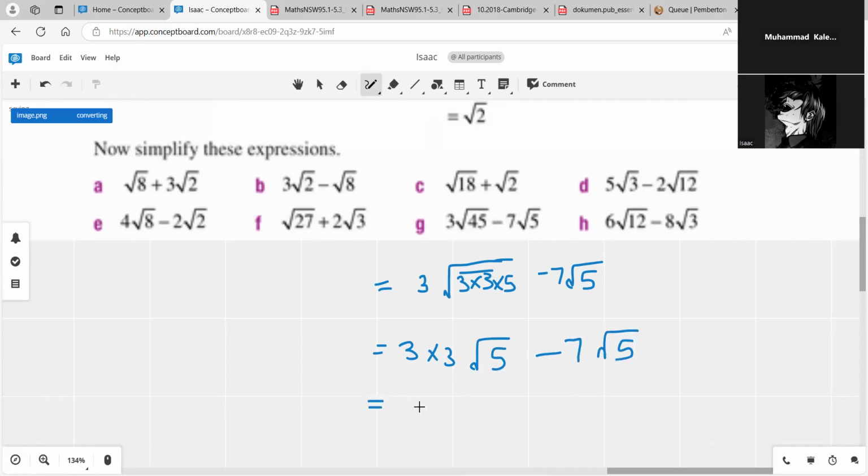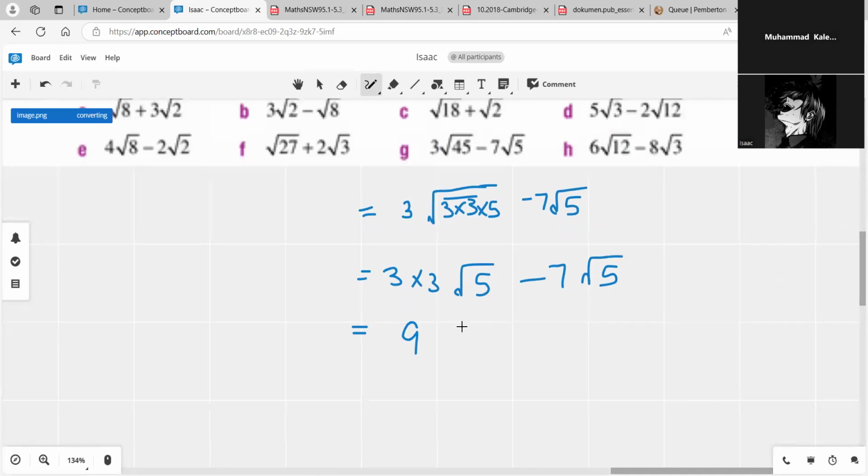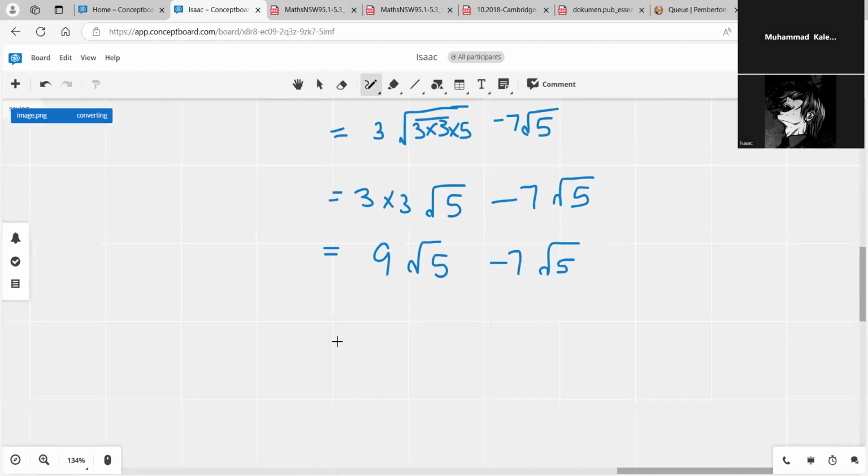Then we can say 9 root 5 minus 7 root 5. After that we can say these are like terms, right? So we can simplify, root 5 and root 5, so it will be 2 root 5. Does this make sense, Isaac?